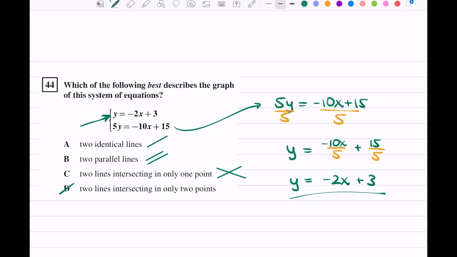So option A would be correct, but let's go ahead and check options B and C. B says that these are 2 parallel lines. So for 2 lines to be parallel, the slope needs to be the same. Technically, both of our equations have a slope of negative 2. So you could say that they're both parallel. However, the question's asking for the best description, and saying that they're identical lines is more precise than simply saying that they're parallel. So we can cross off B. And then option C, 2 lines intersecting in only 1 point. This would be wrong here. Since we have 2 identical lines, they actually intersect at an infinite number of points. So we can cross off C. So we can be confident now that option A is the answer.